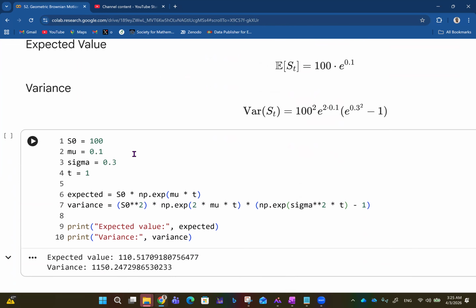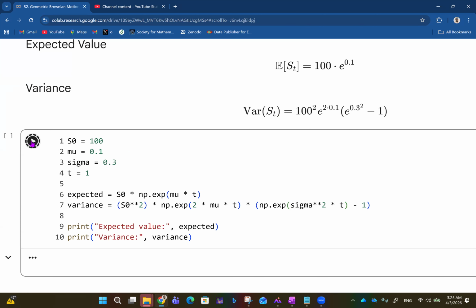So just fix up all the values, and then we can simulate that using code. So S naught is 100, mu is 0.1, sigma is 0.3, time is 1, expected value, you write it out. You define it S naught times np, that's from NumPy, now you can get exp of mu t. Then for variance, same thing. So if you simulate, you get 110.5 for expected value, 1150.24 for variance, like this.